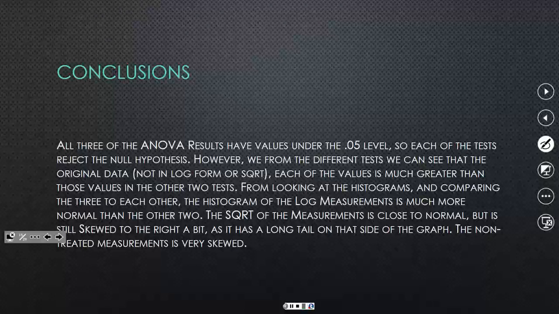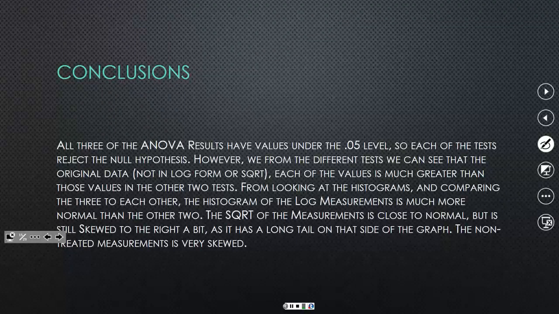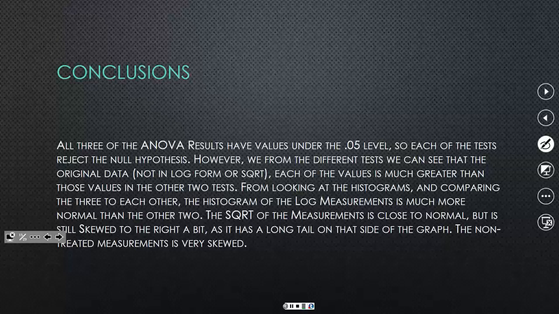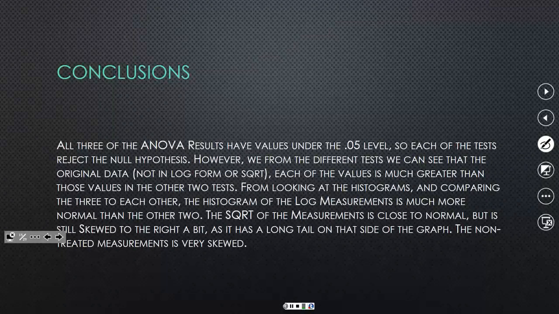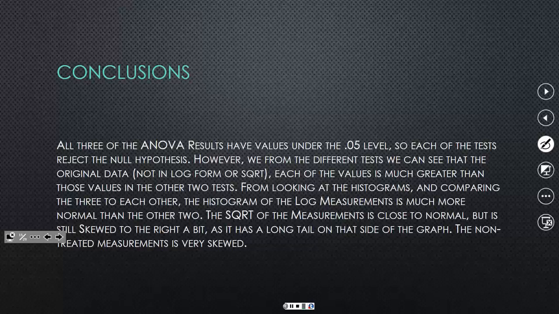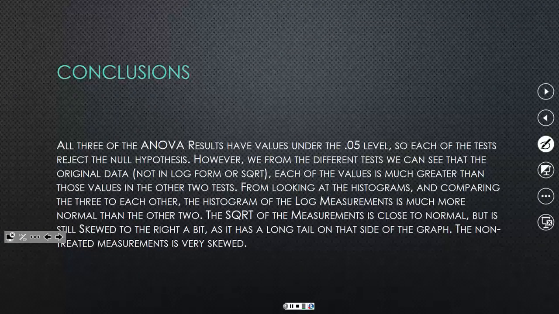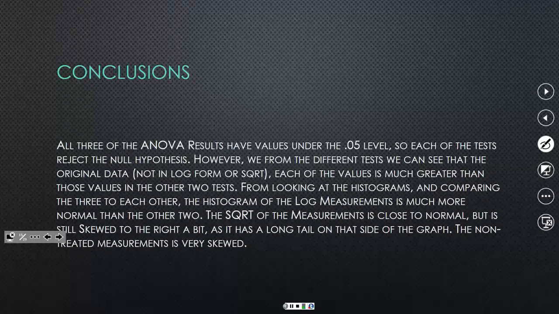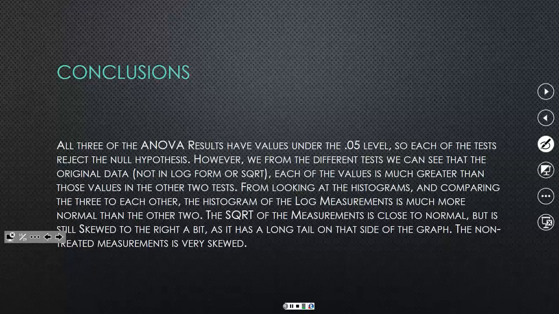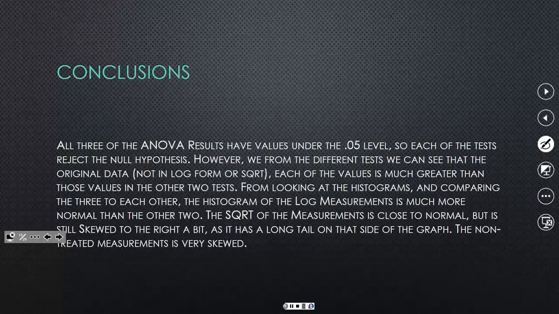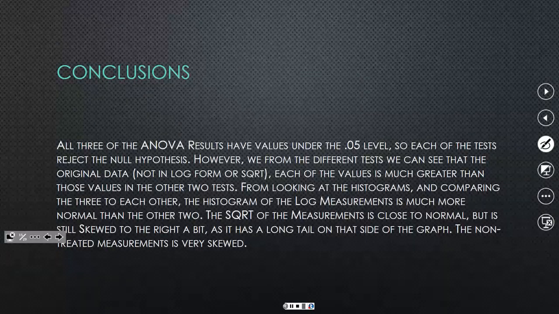So the conclusion from the genome data set was that even though all three failed the null hypothesis under the 0.05 level test, there were differences between the tests. Each of the values is much greater than those in the regular measurement test when you use the square root and the log. And if you look at the histograms, the log measurement is much more normal than the other two, and the square root was a little bit closer, but not too normal.